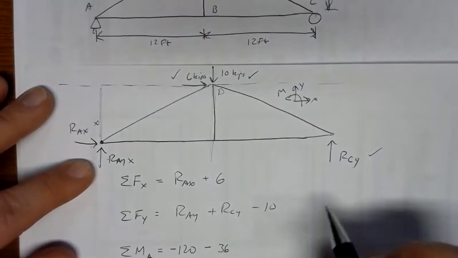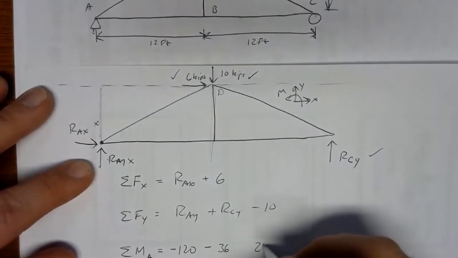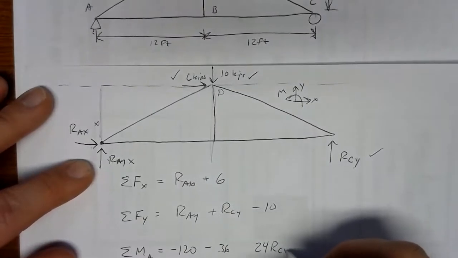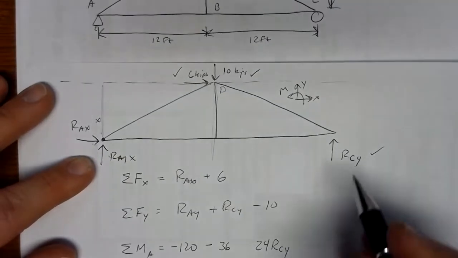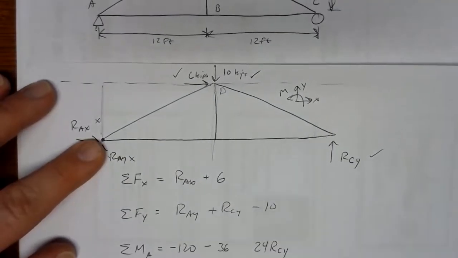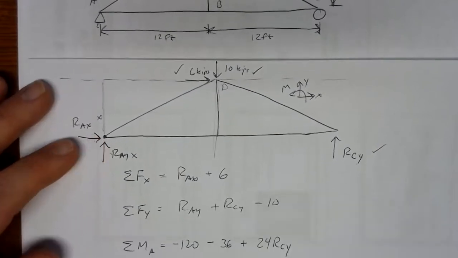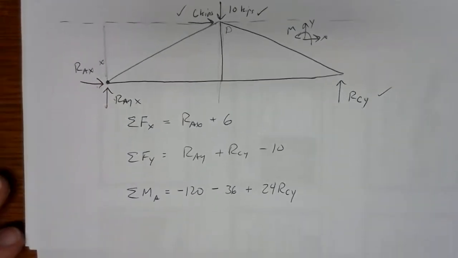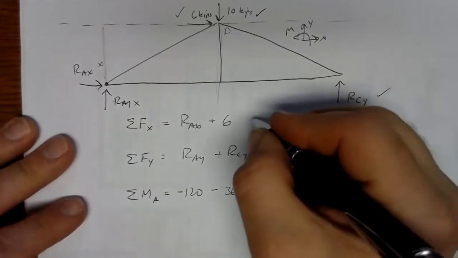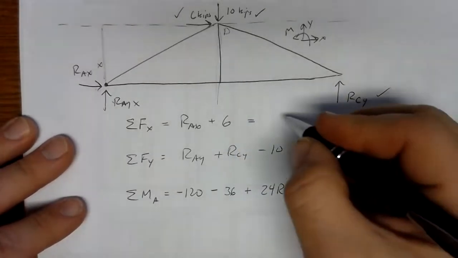And then we've got RCY. RCY is 24 feet away. So we have 24 RCY. If we pin at A and push up at C, we get a counterclockwise moment. Counterclockwise moments are positive. So there we've got our 3 equations of equilibrium. We can solve those.